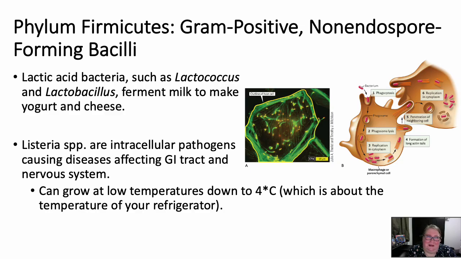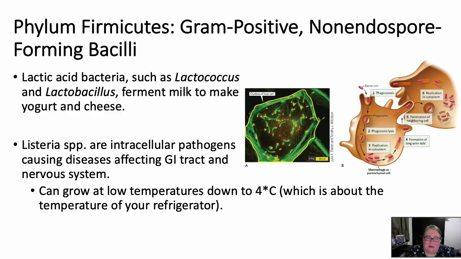Another one that falls underneath the firmicute phyla is the Listeria species. Listeria is interesting because it's an intracellular pathogen. So it gets into your cells and stays in your cells. It's going to cause disease. It's going to cause GI tract issues. It can also affect your nervous system with the infection. We talked about this a lot. We talked about that case study where the developer for that tech company in Silicon Valley ate a contaminated roast chicken.